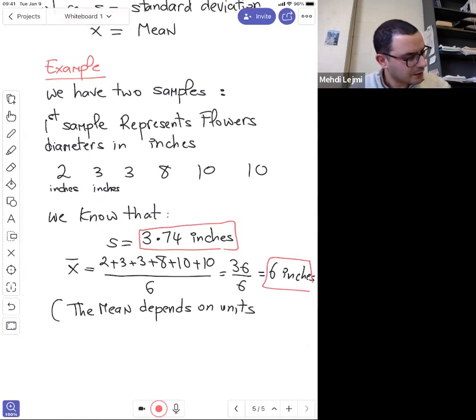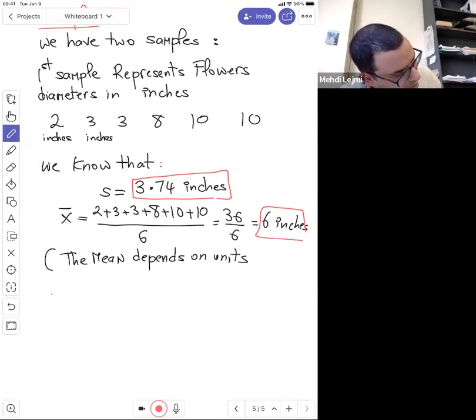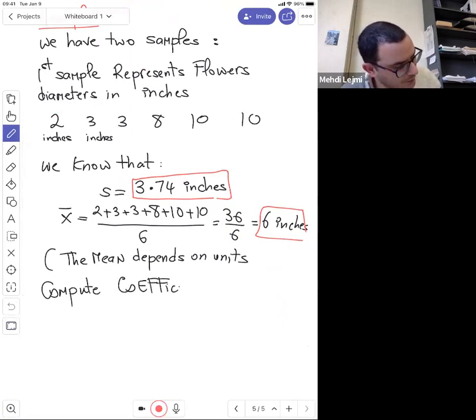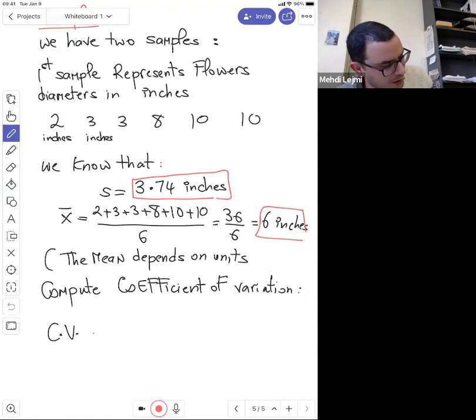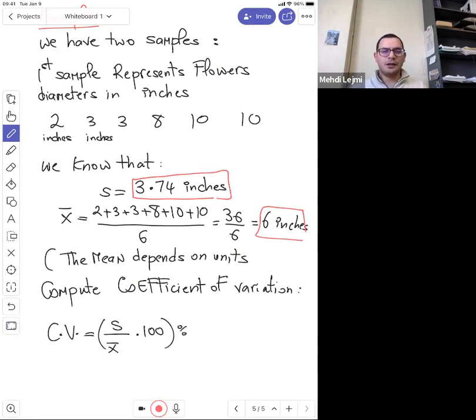So let's compute the coefficient of variation. All right, so we said coefficient of variation is going to be equal to S over X bar, the mean, and then we need to multiply by 100. Okay, and then we are supposed to put a percentage symbol.